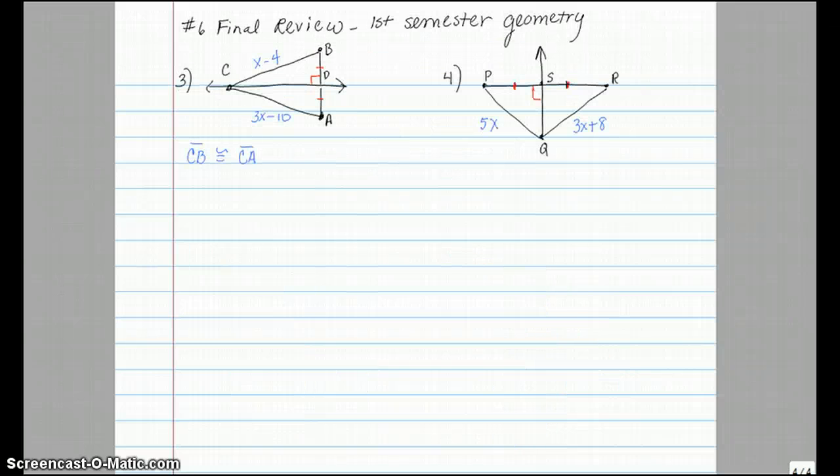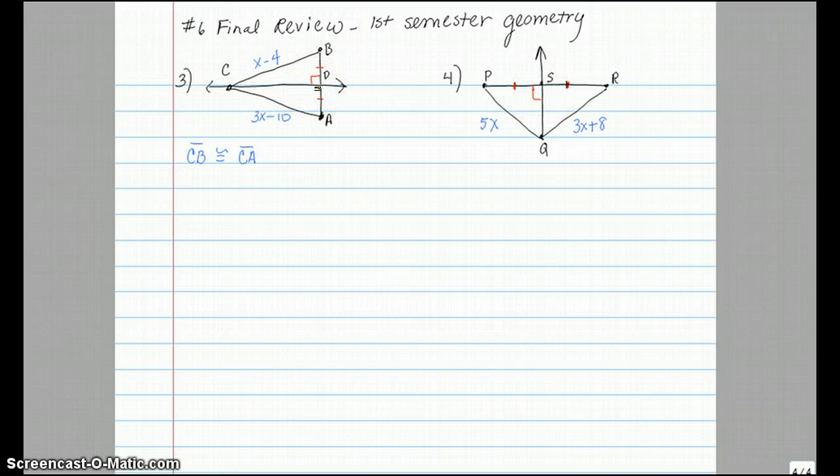Okay, so number 3 and number 4 are both perpendicular bisectors. You can see that the rays in the first one, CD, and in the second one, QS, bisect the segment in the first one, BA, and the second one, PR, because they are giving you congruent symbols for BD and DA, for PS and SR. You also know it's a perpendicular bisector because you have a right angle symbol given.